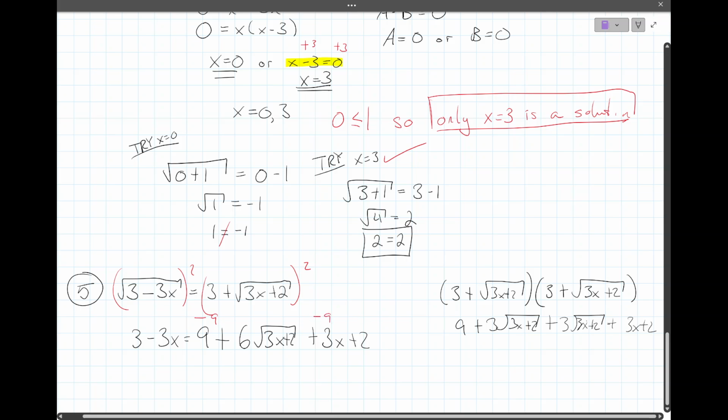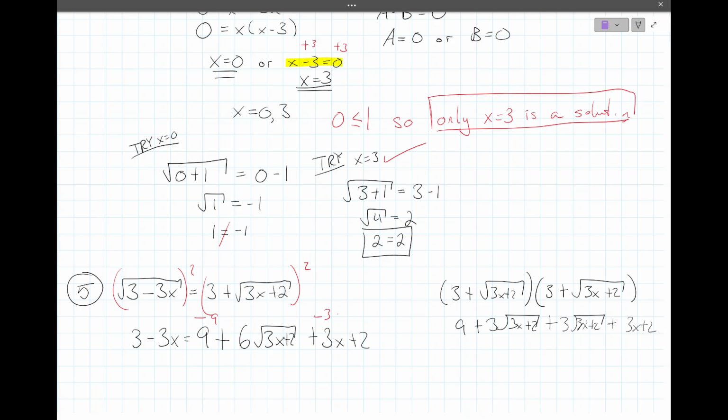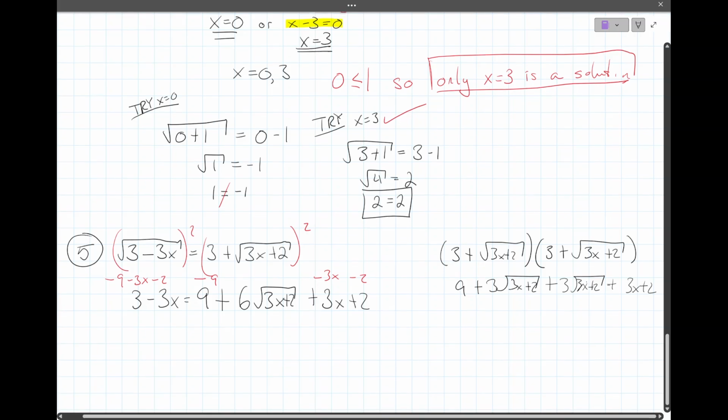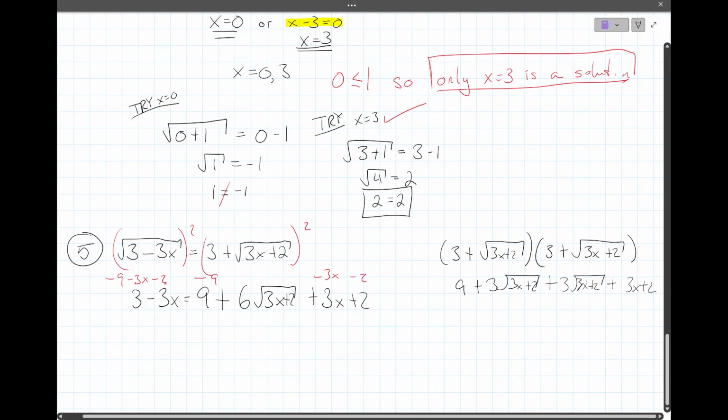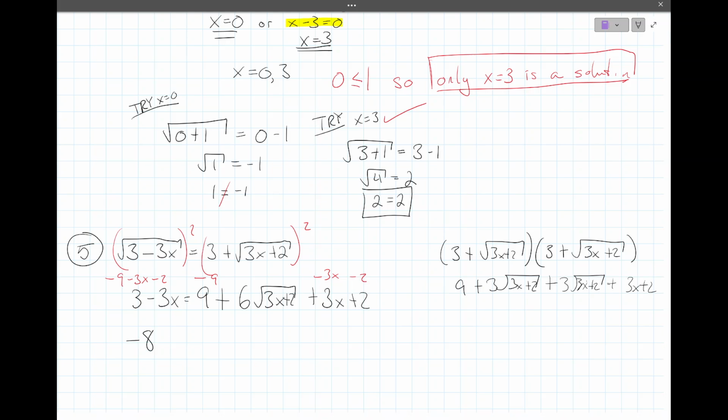Minus 9, minus 9, minus 3x, minus 2, minus 9, minus 3x, minus 2. So let's see here. 3 minus 9 is negative 6, minus 2 is negative 8. So on the new line, we're going to get negative 8. And negative 3x minus 3x is negative 6x. Yep. So far, so good. Bit of work to go, but that's fine. And then we'll get 6, and then we're going to get 3x plus 2. Now we can square both sides again, and it'll be a little doing.